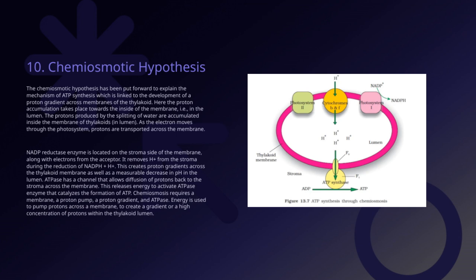So, the movement of protons back through ATP synthase releases energy, which is then used to produce ATP. This whole process demonstrates how the energy from sunlight is converted into chemical energy, powering the plant's metabolic activities.